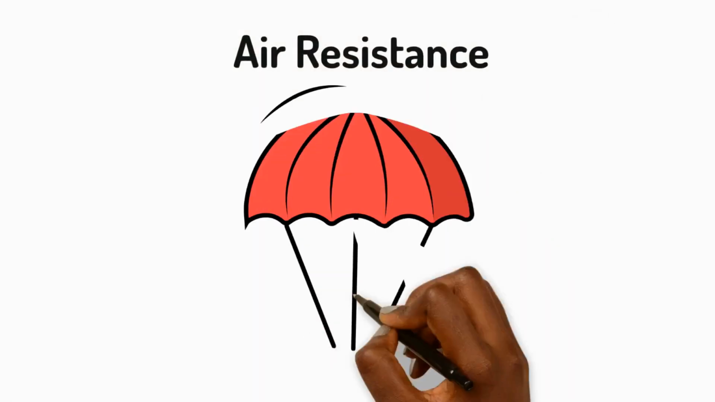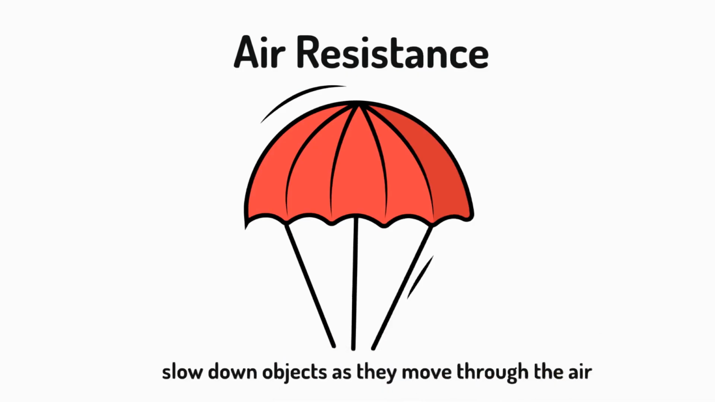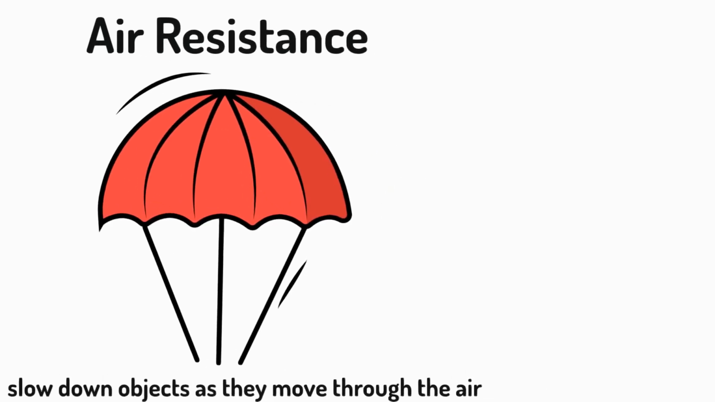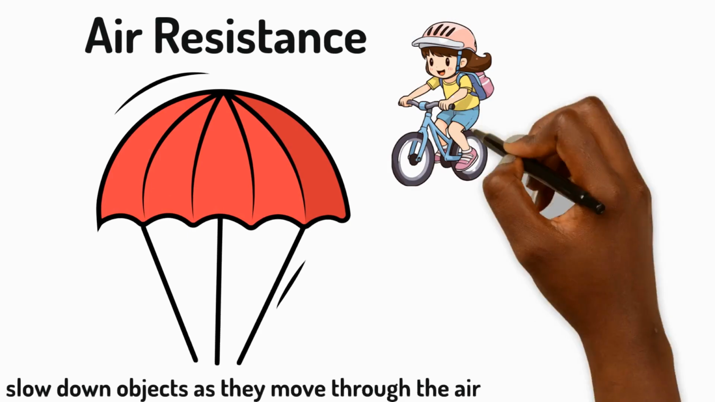Air resistance. Air resistance is a type of friction that tries to slow down objects as they move through the air. Some everyday examples of air resistance are feeling a breeze when riding a bike, or wind blowing through your hair and clothes while you're walking.